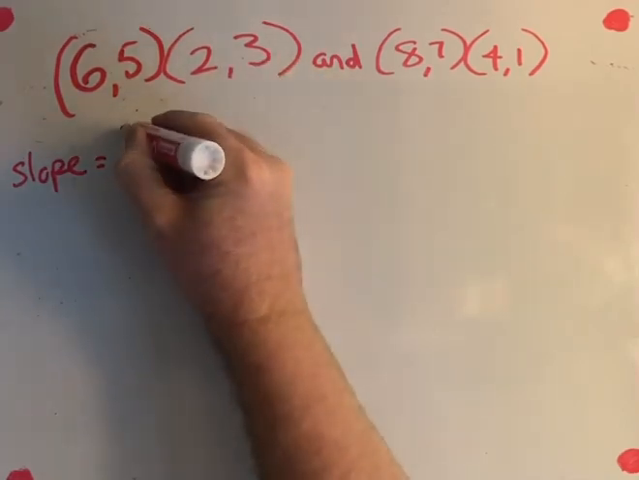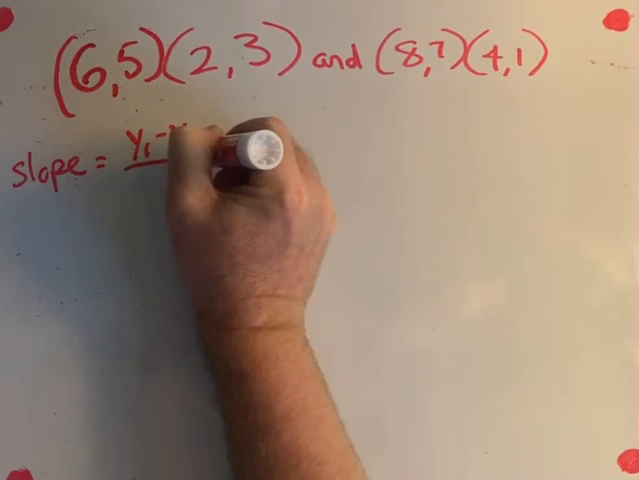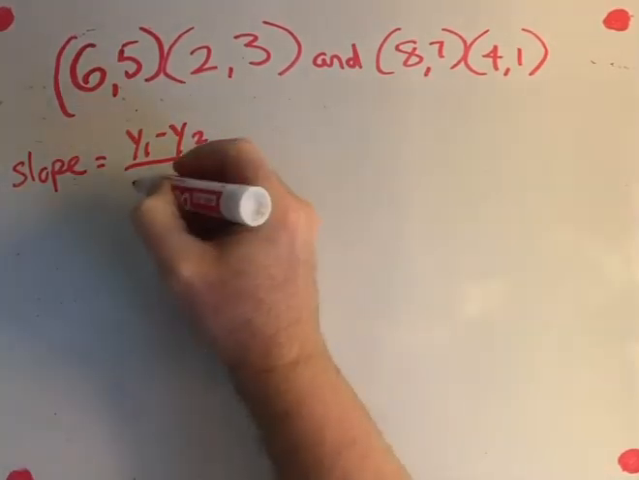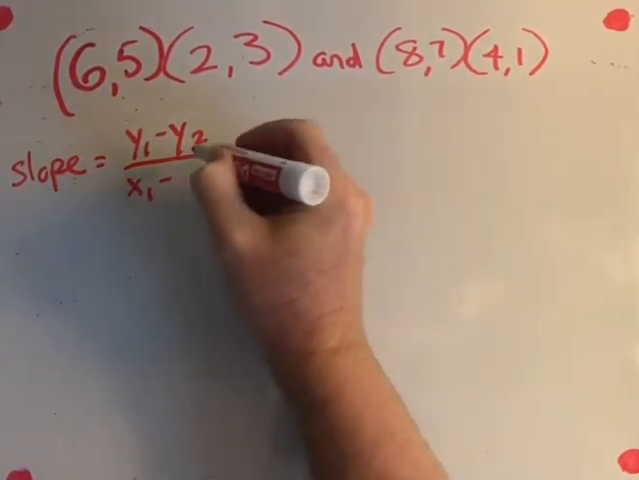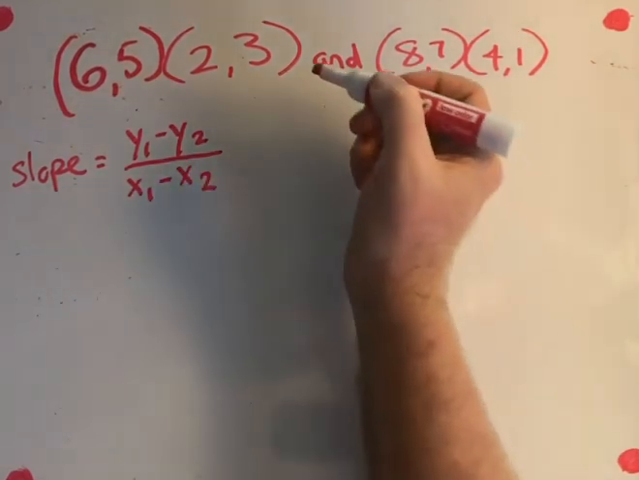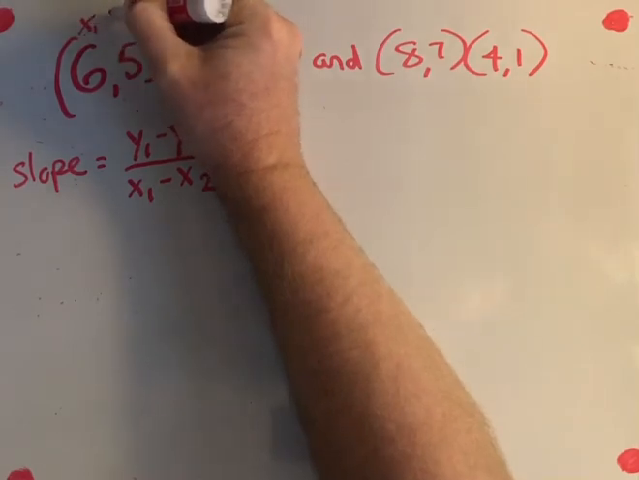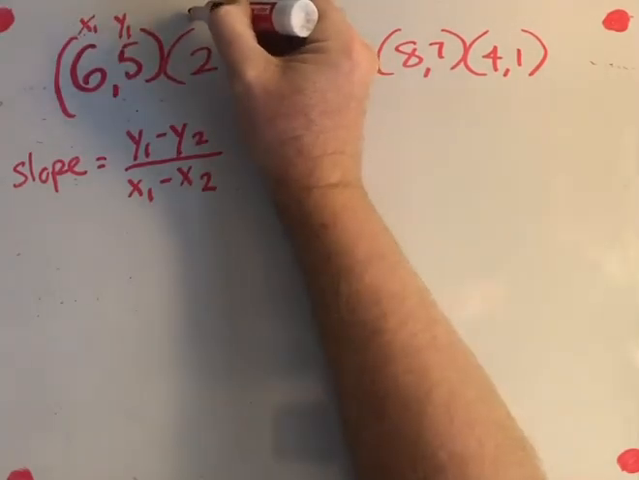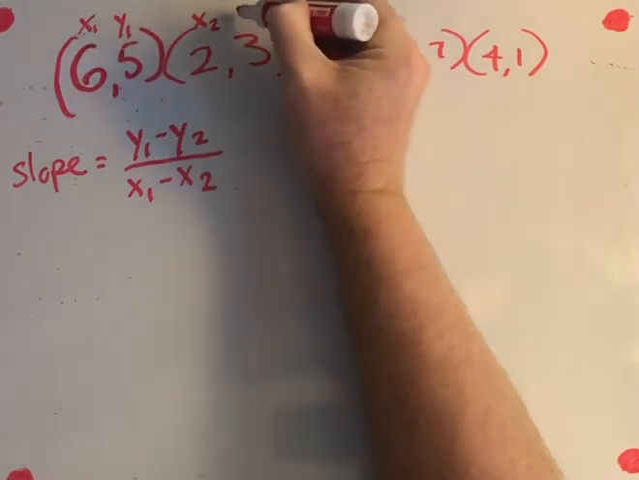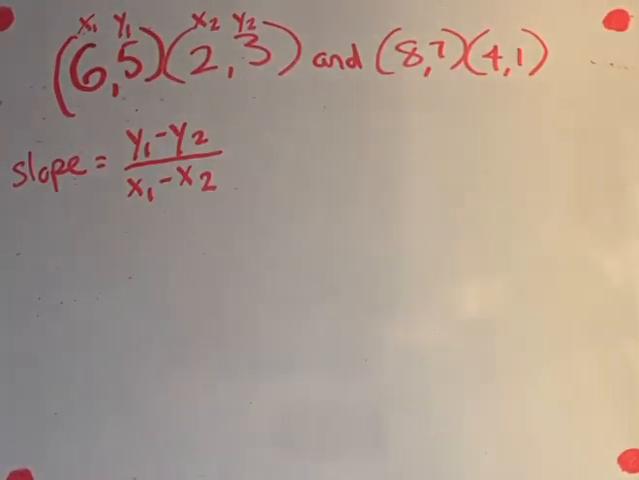equals y1 minus y2 over x1 minus x2. Well, first I need to label these. Call this one x1, call this one y1, call this one x2, call this one y2. So I'm going to throw in those values, okay?